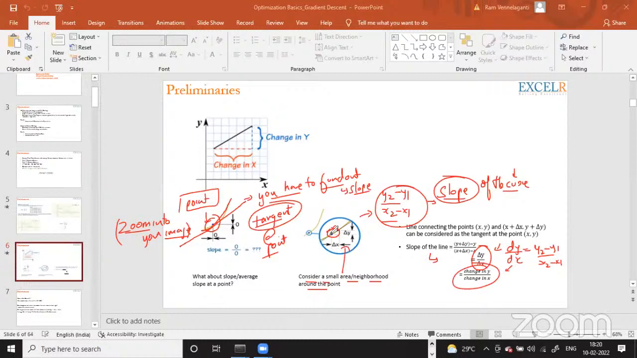So why is this important? Why are we trying to understand this? Because we want to study the impact of delta x on delta y. A small change in our input, how is it going to affect our output? That is what we are interested to find. That is our objective.